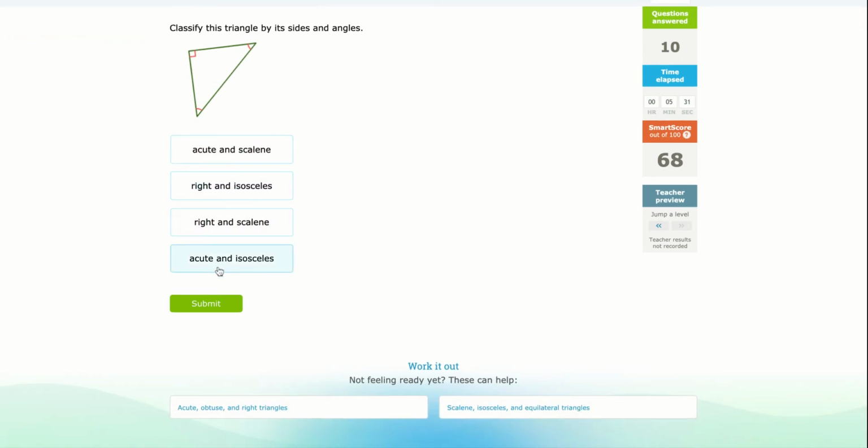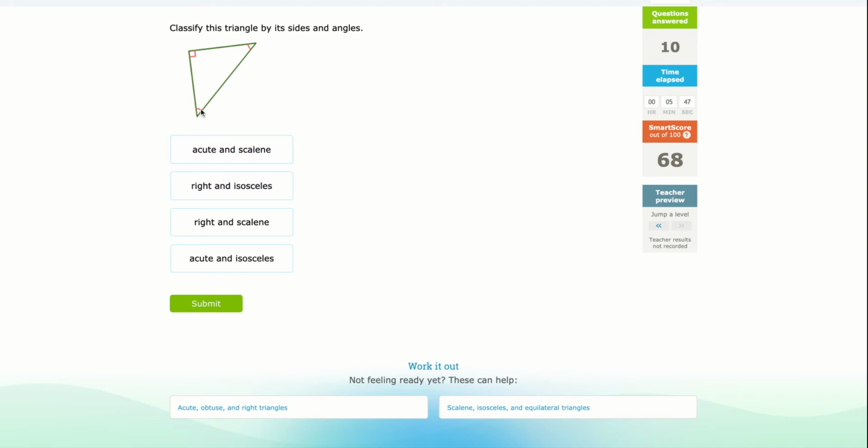Now here it's given us a couple things to do. We want to know if it's acute, which if it's acute, all three angles are less than 90. But this is a 90-degree angle. If you ever see a little square or a corner that's squared off, that means it's a 90-degree angle. That means it's a right triangle.